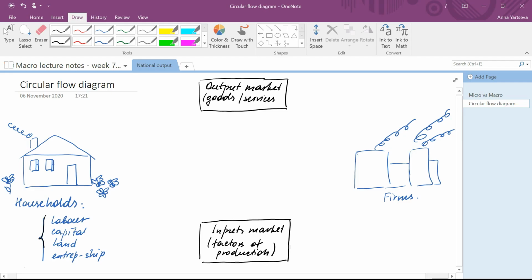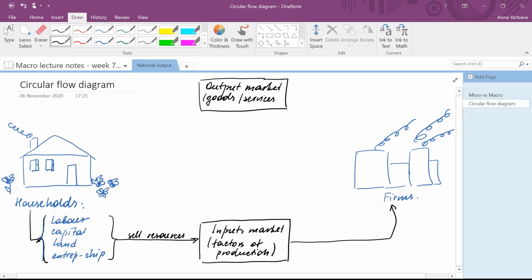As households own all resources, they offer these resources for sale in the inputs market. So they sell resources. For example, if you are just a worker, if you don't have any rented properties, you don't have any capital, you will be able to offer your labor services and you will be paid wages as a reward for your work. So when you try to find a job, you are selling your labor to companies who need workers in order to operate their production processes.